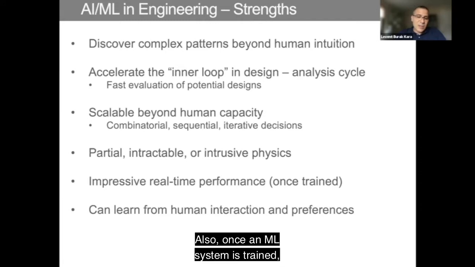Also, once an ML system is trained, it typically has very impressive real-time performance. And if it doesn't, the typical reason is in the early stages of feature extraction. So it can be concluded that if the feature extraction itself is relatively efficient, the real-time performance of machine learning models is very impressive, very fast, allowing real-time monitoring and quality assurance. Finally, machine learning has the advantage of being able to learn patterns and tacit assumptions and design rules through human interaction and by observing human preferences. So by monitoring human activity over a long period of time, a machine learning system can be trained to perform similar to how human designers perform.